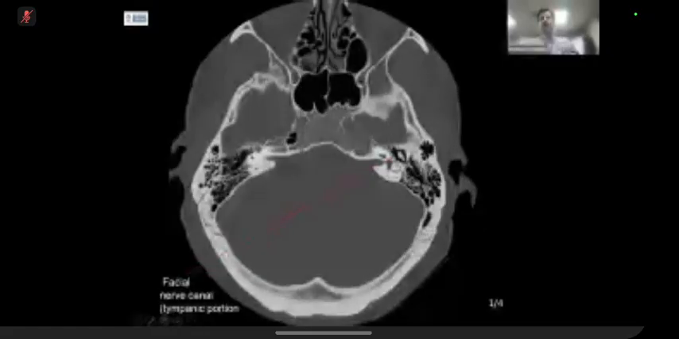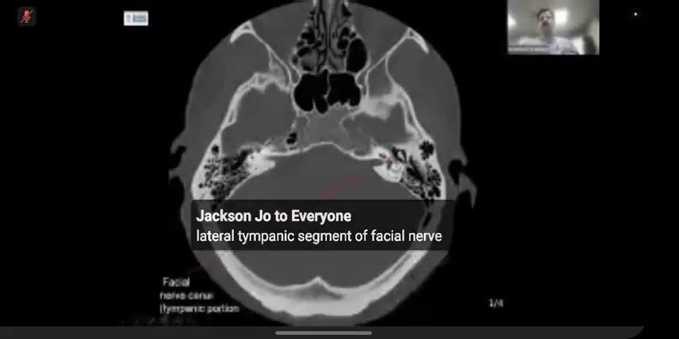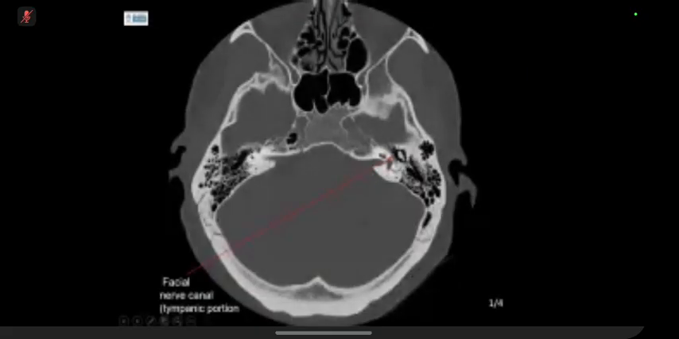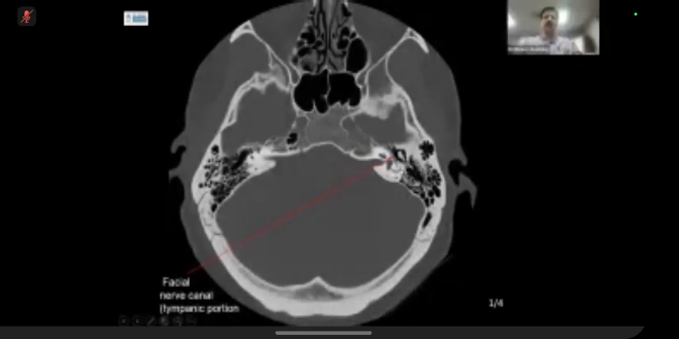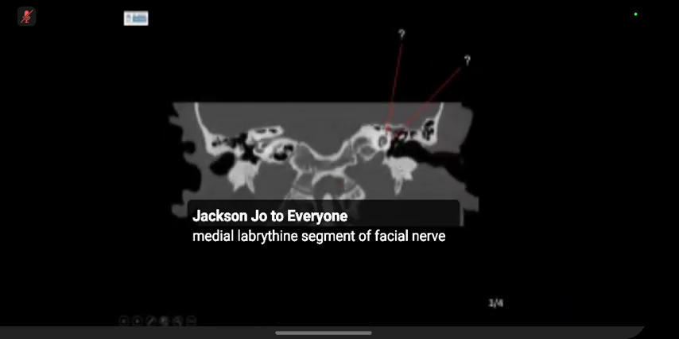The tympanic portion of the facial nerve passes underneath this structure. This is a hint. And okay, that's the semicircular canal, but it's the lateral one, the lateral semicircular canal. Excellent, well done.